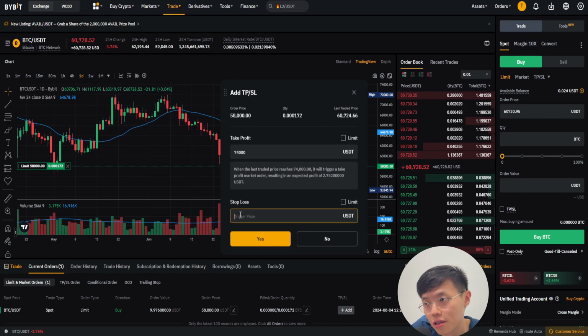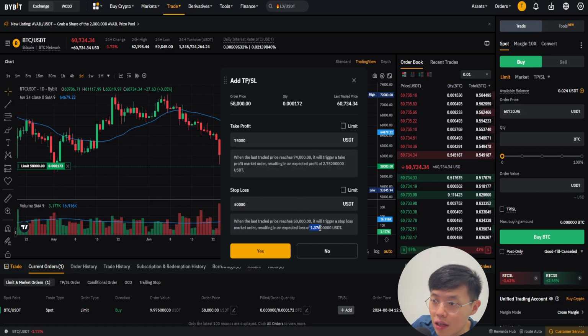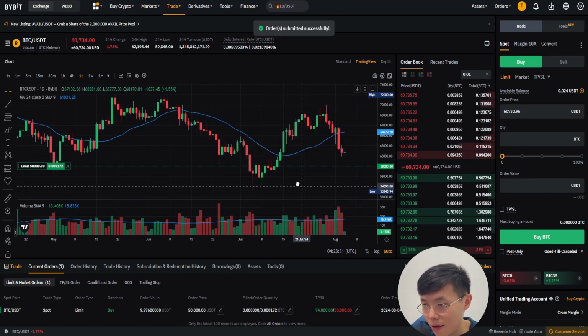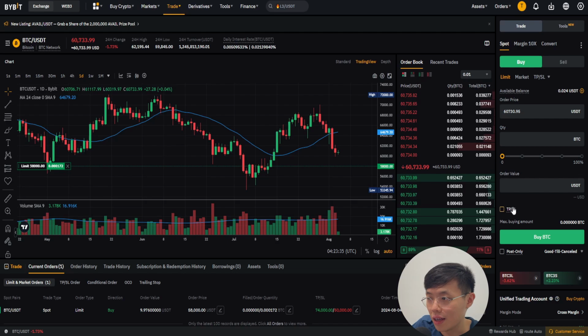Stop loss, the same thing. Let's say right now my limit order is 58K. I want to put stop loss maybe at 50K. So I'll have a loss of 1.737 if the price reaches 50K, for example. If I press yes, it will set the stop loss and the TP for me. So basically, I fill in the TP and stop loss. You can also fill in TP and stop loss right here.